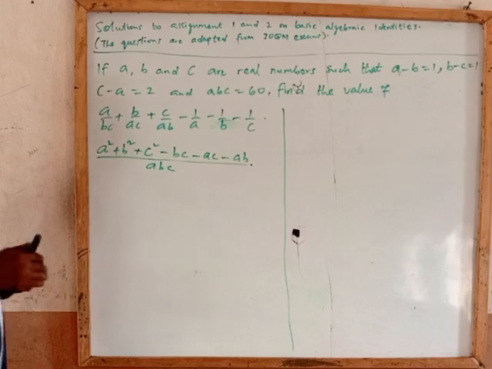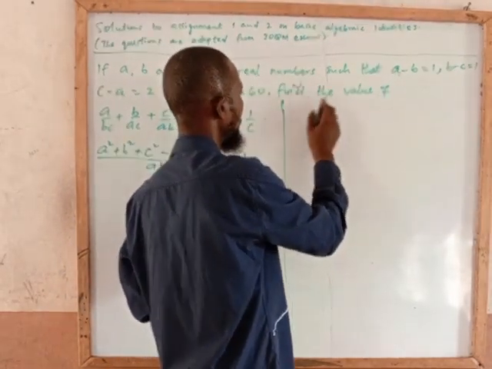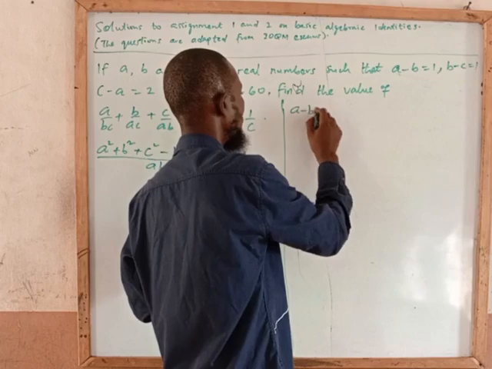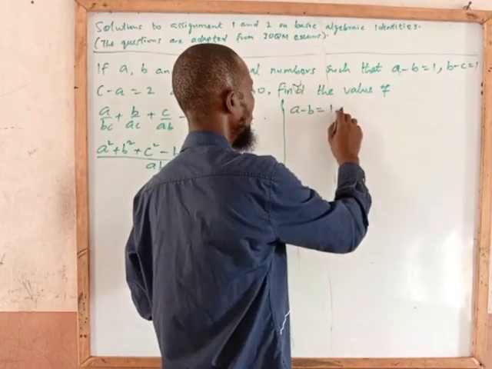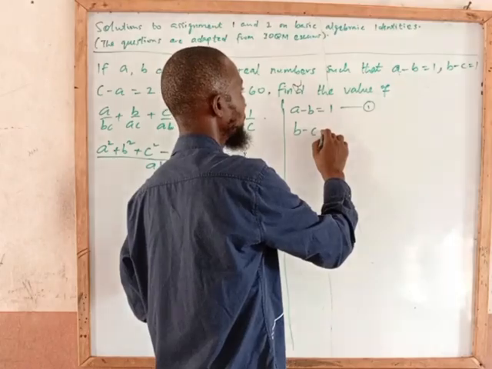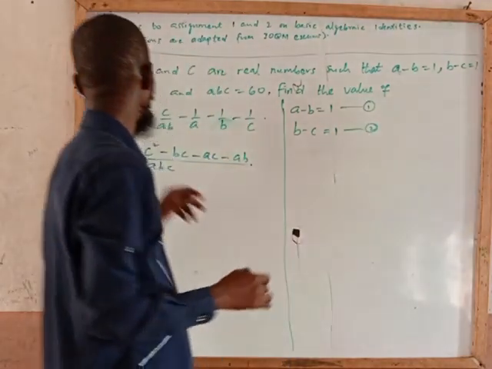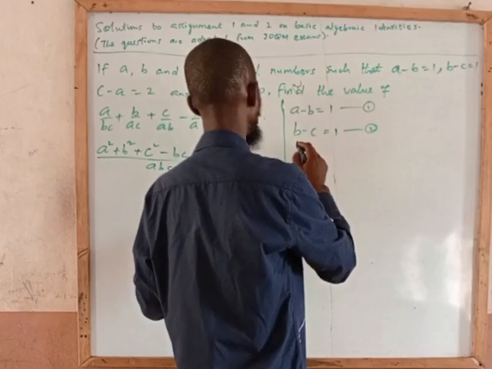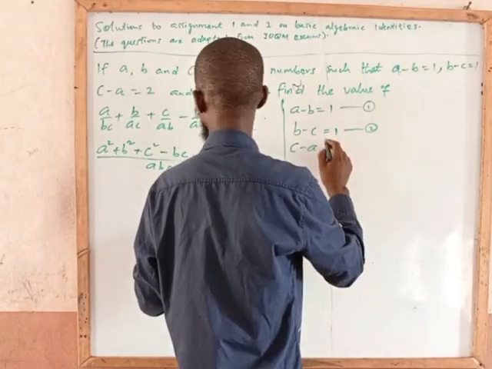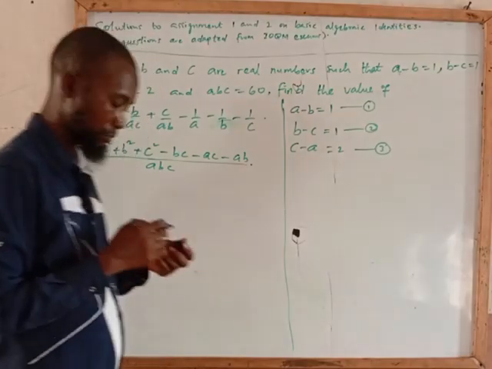So let's go straight into our first 3 equations. What are those equations? We have A minus B is equal to 1, so I can say equation 1. I have B minus C is equal to 1, so that is my equation 2. And I also have C minus A is equal to 2. That is my third equation.